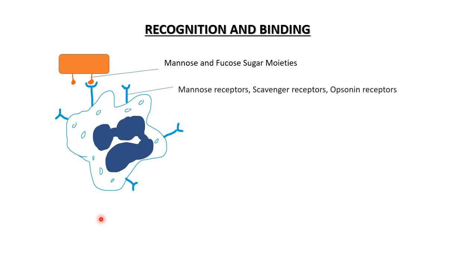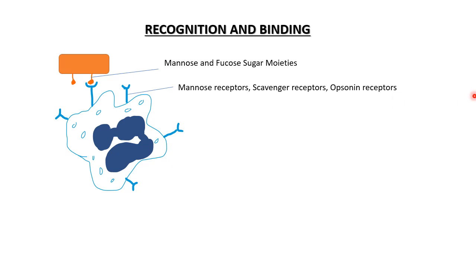Now around the surface of the neutrophils, we have mannose receptors, scavenger receptors, and opsonin receptors. These mannose receptors are the ones that will bind to the mannose and fucose sugar moieties. Then we also have scavenger receptors and opsonin receptors. Take note of the opsonin receptors because they bind to certain types of proteins known as opsonins.